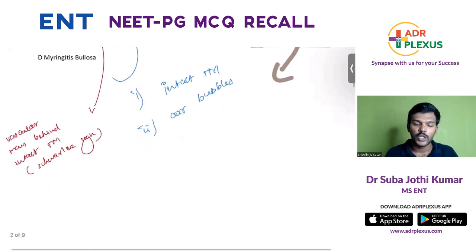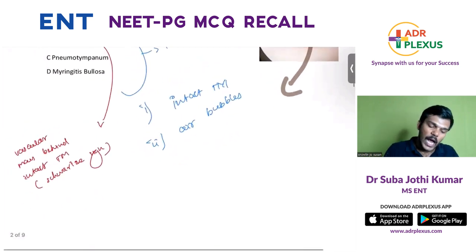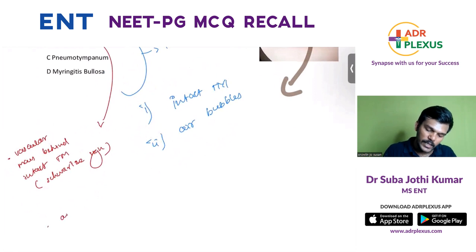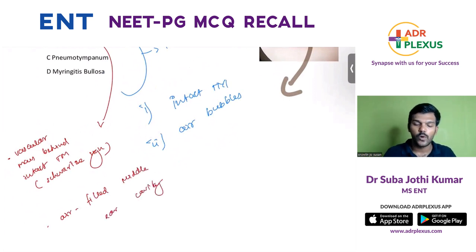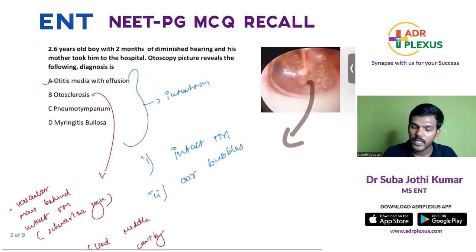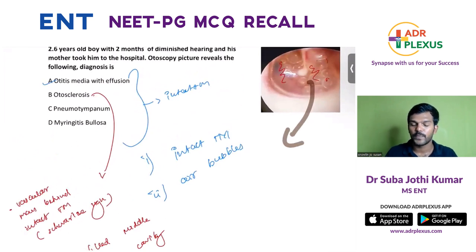What is pneumotympanum? Pneumotympanum is nothing but an air-filled middle ear cavity. So is that here? No. You could see air as well as water, so that is not pneumotympanum. Then myringitis bullosa. Myringitis bullosa is nothing but inflammation of the tympanic membrane alone. It will have some granular appearance. You could not see air bubbles like this. So again, it is not myringitis bullosa. The answer is otitis media with effusion.